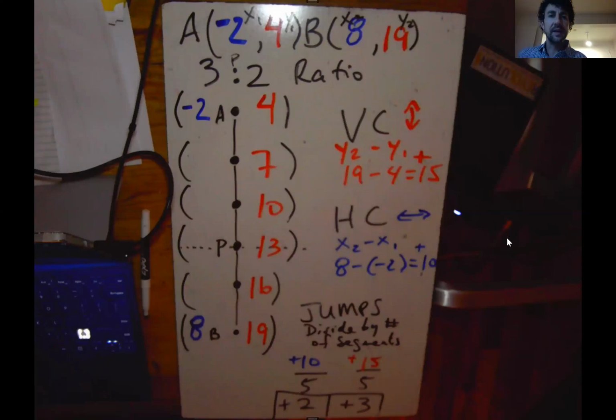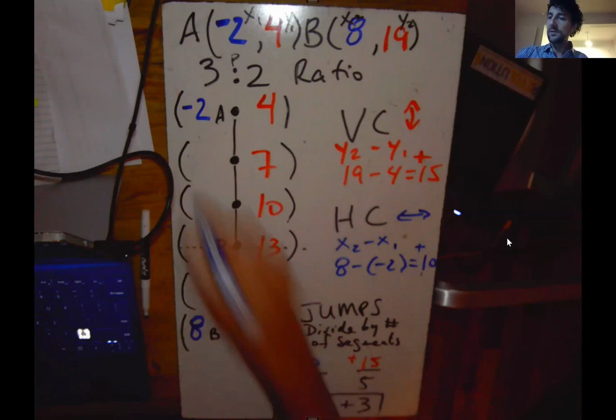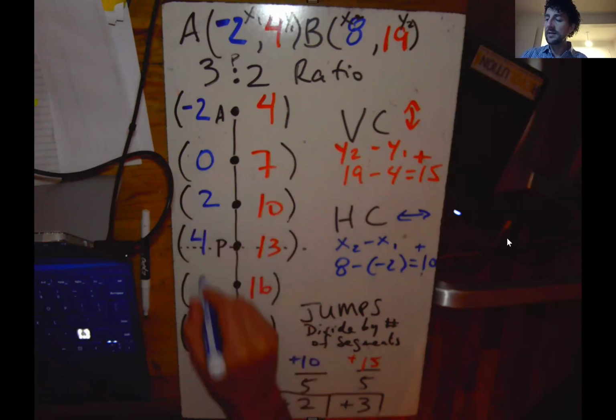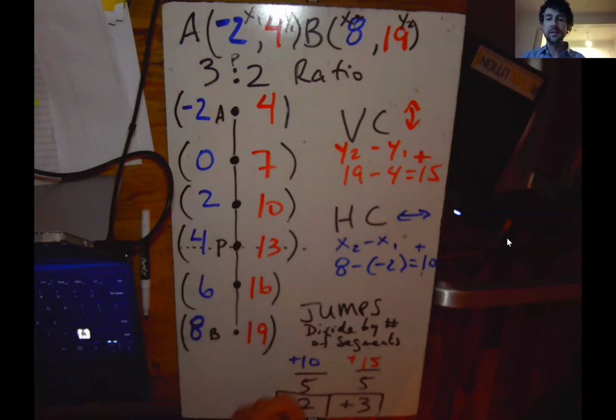Now we'll do the same thing with the x value. So we have negative 2 plus 2 is 0. Plus 2 is 2. Plus 2 is 4. Plus 2 is 6. And did we do it right? 6 plus 2 is 8. Yes, we did it right.